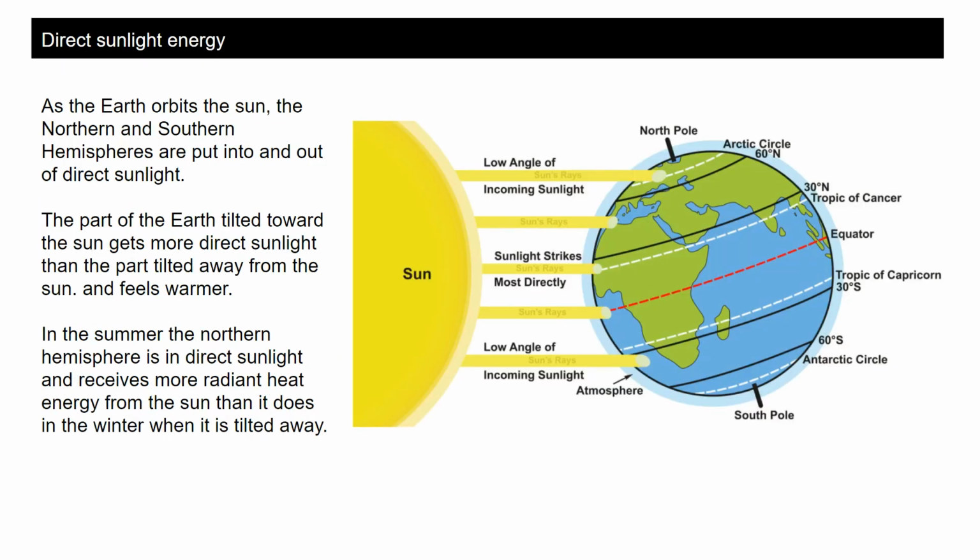In this diagram, the northern hemisphere is tilted towards the Sun in summer. So the northern hemisphere receives more direct heat. It's pointed more in line with the Sun. Compared to the southern hemisphere, the sunlight is spread over a larger area. The southern hemisphere is tilted away from the Sun.